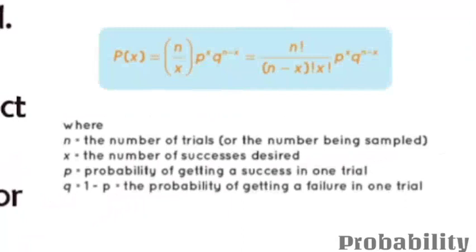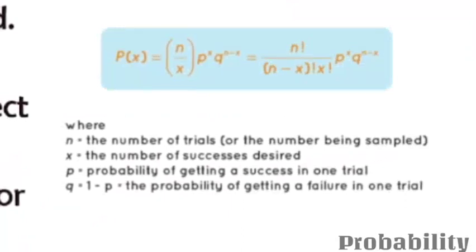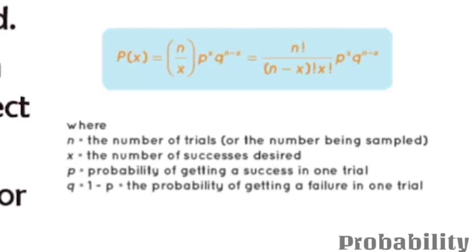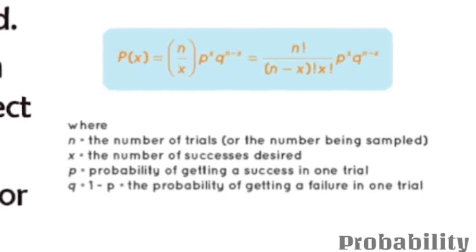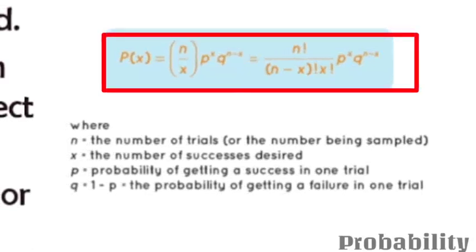So that is the three criteria for binomial distribution. Here again we have a small formula of binomial distribution. Again, we won't be deriving any of these. Here you just check the formula, which is nCx, p of x into q of n minus x.